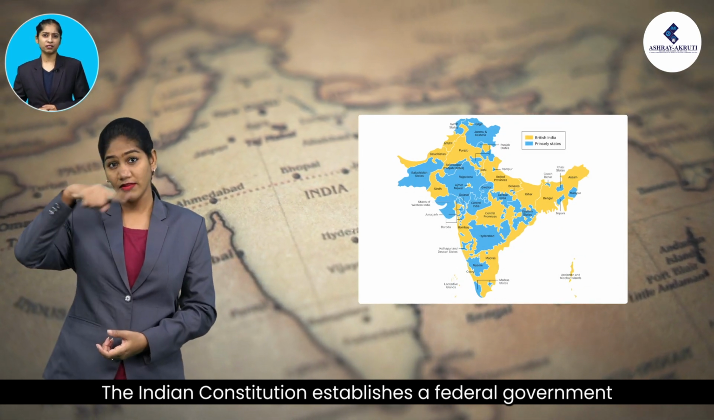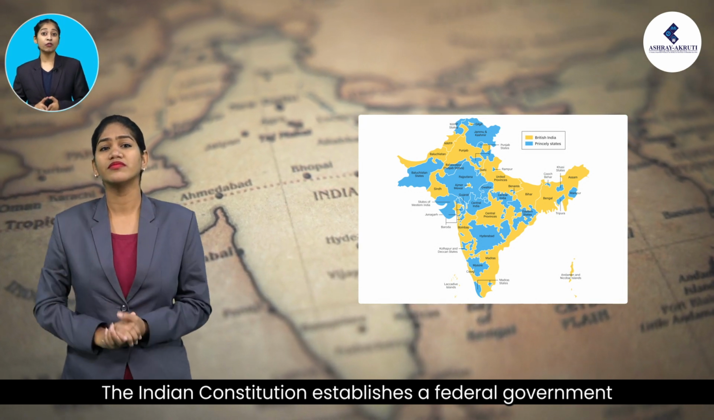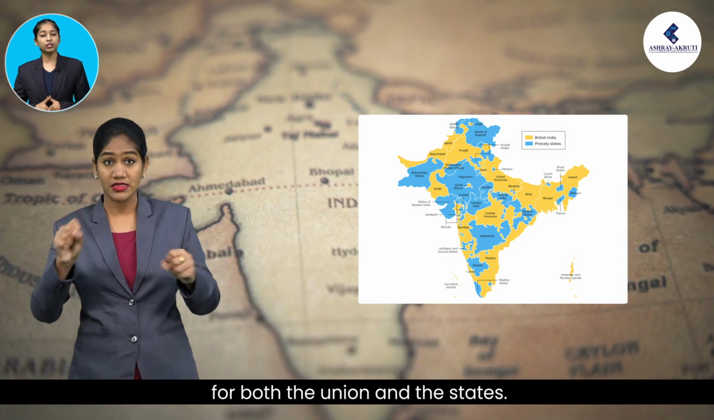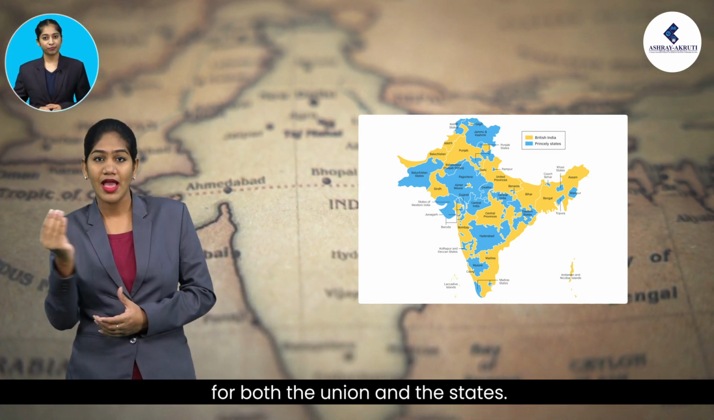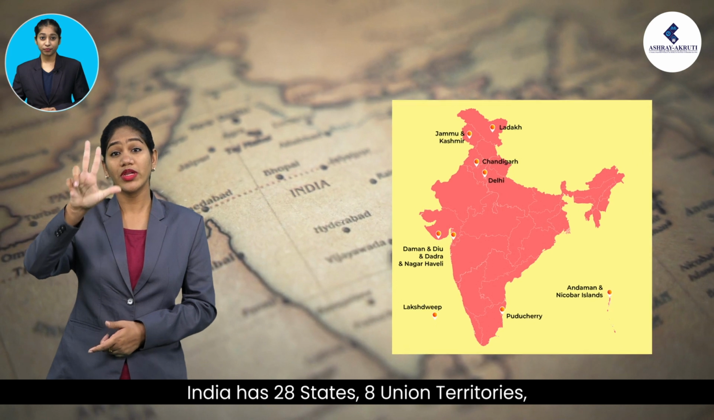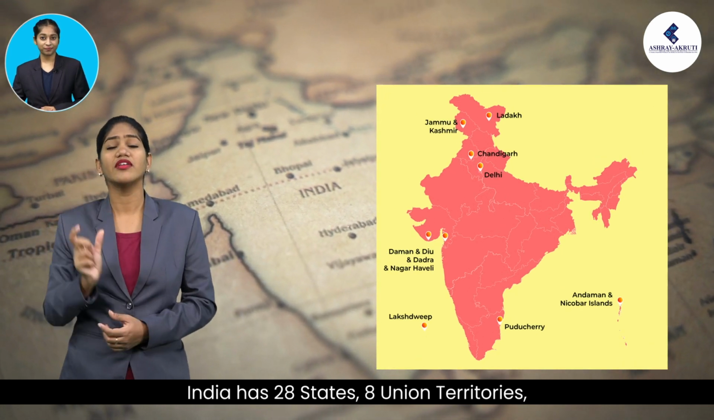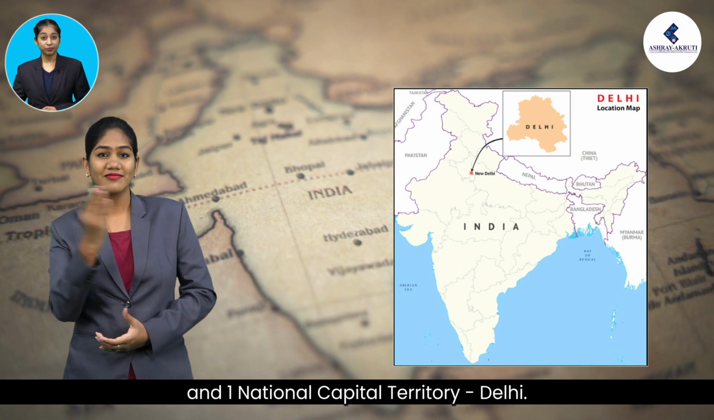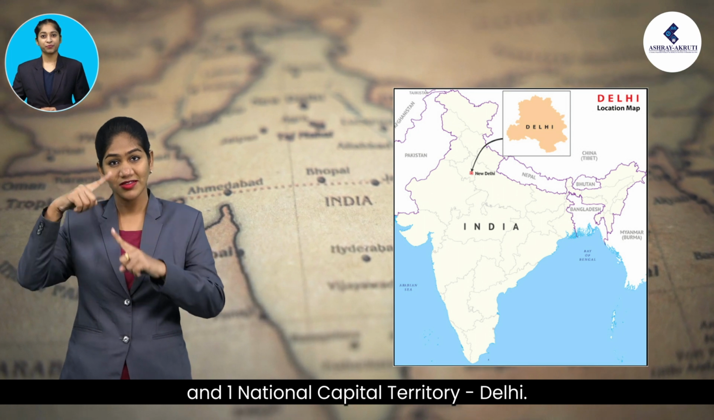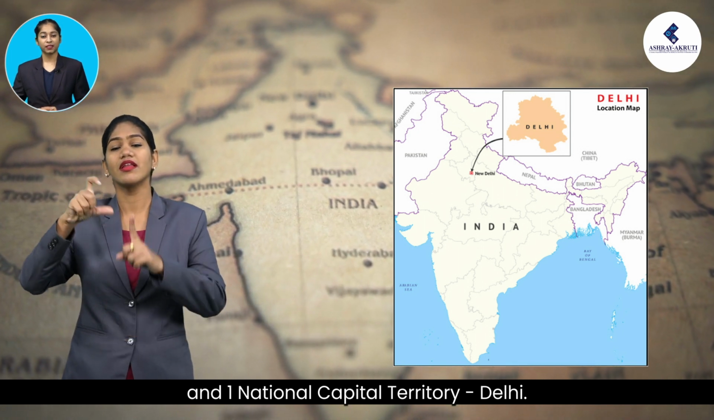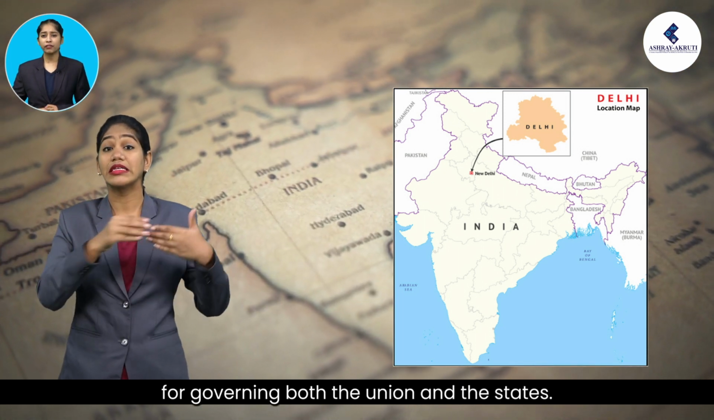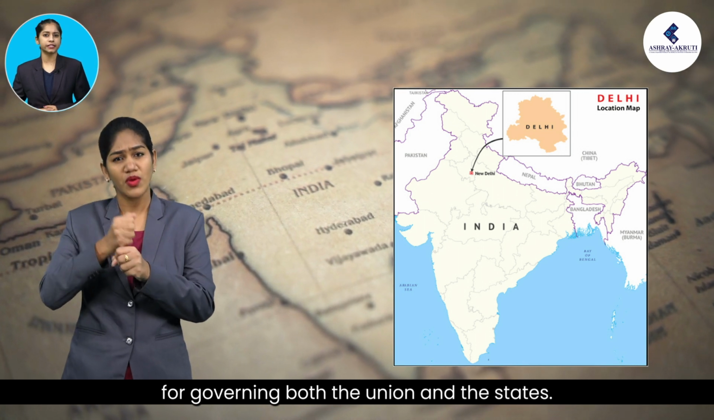The Indian Constitution establishes a federal government with distinct administrative systems for both the union and the states. India has 28 states, 8 union territories and 1 national capital territory, Delhi. The Constitution includes guidelines for governing both the union and the states.